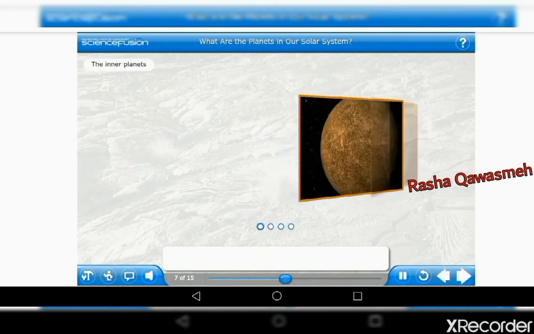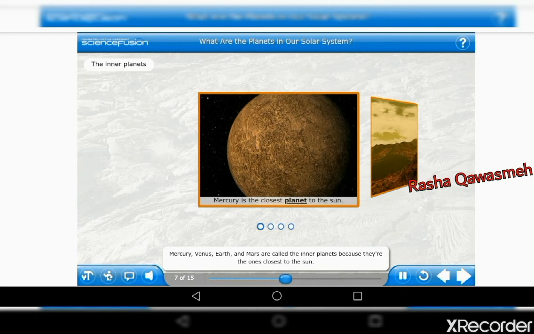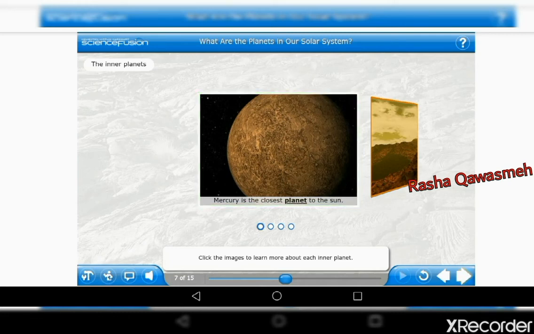Next. Mercury, Venus, Earth, and Mars are called the inner planets because they're the ones closest to the Sun. They're also called the terrestrial planets. Terrestrial means like Earth. Unlike the outer planets, the inner planets are made mostly of rocky material. However, they're not all the same. Click the images to learn more about each inner planet. So inner planets are made of rocky materials.